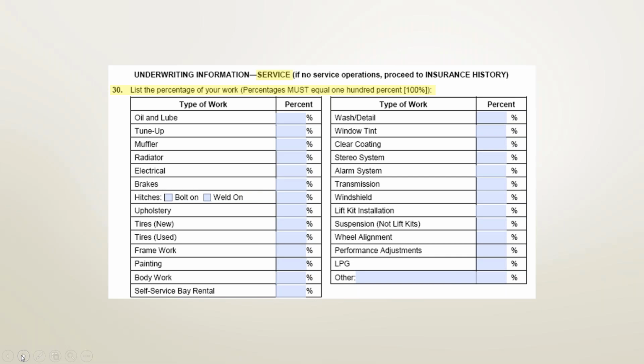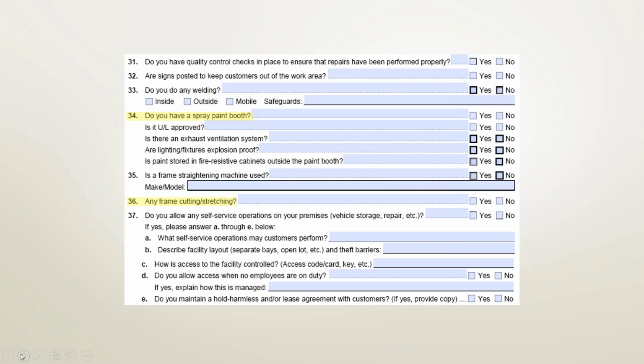The classifications on the right side and on the bottom of the left are pretty specialized operations. But again, feel free to reach out with any questions you have while you're completing an app with your client. All right, general questions. There's a lot of general questions on here that are pretty self-explanatory, so I don't want to go through all of those.